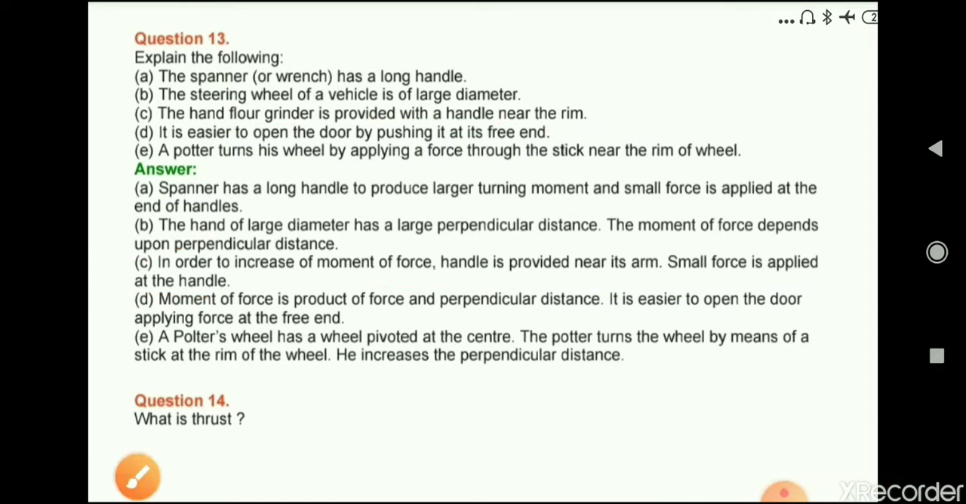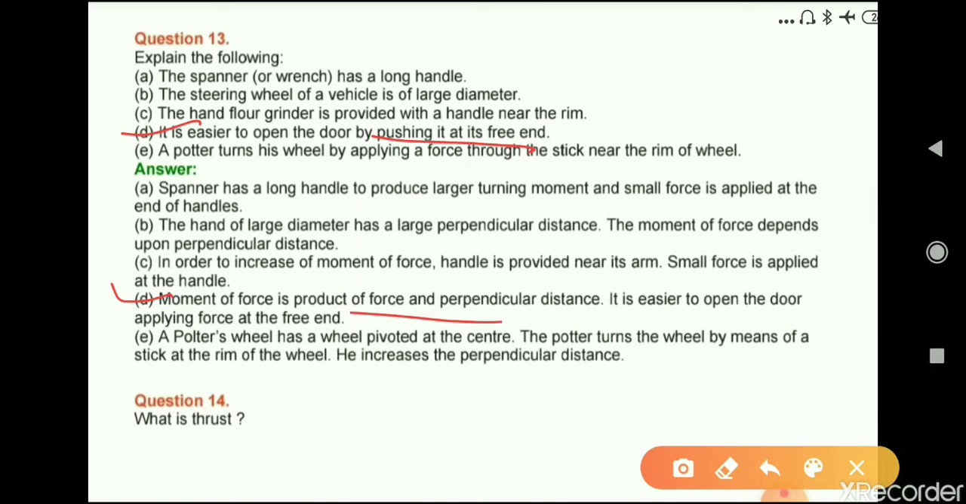Now next question. Question number D. It is easier to open the door by pushing at its free end. Answer. The moment of force is the product of force and perpendicular distance. It is easier to open the door by applying force at the free end.